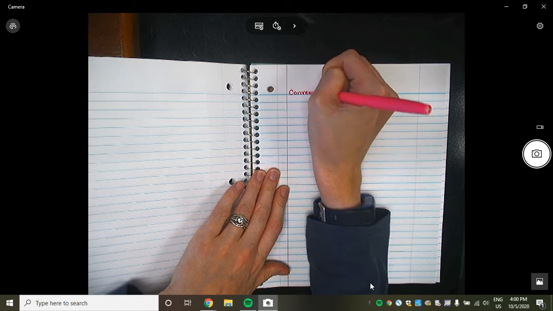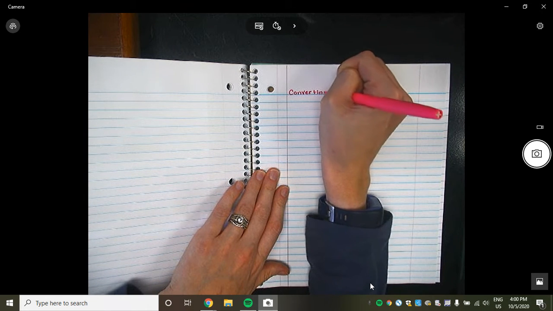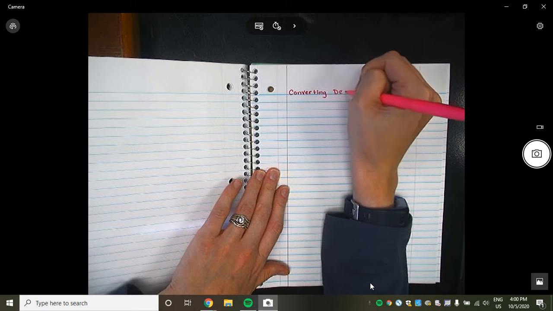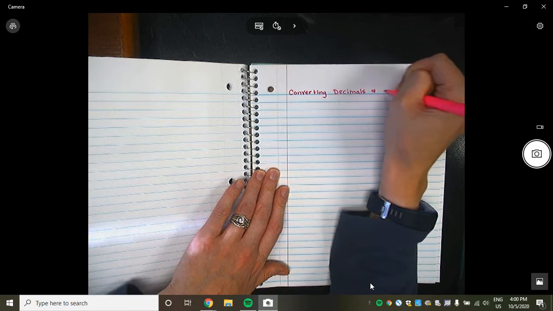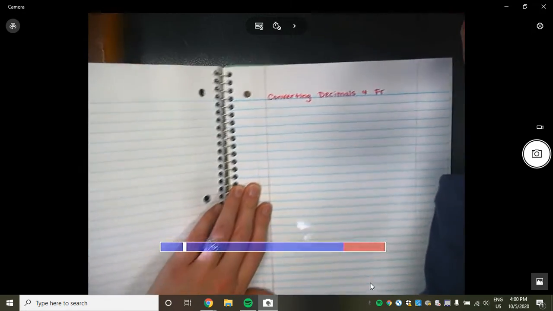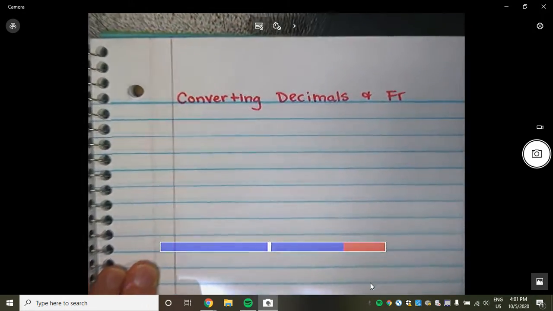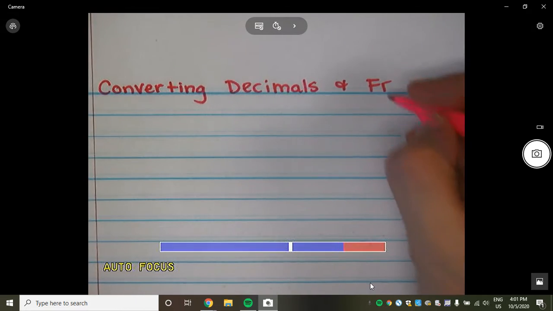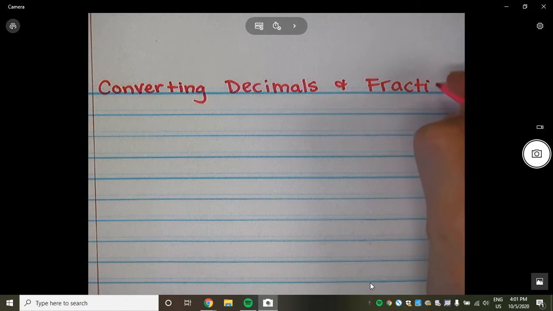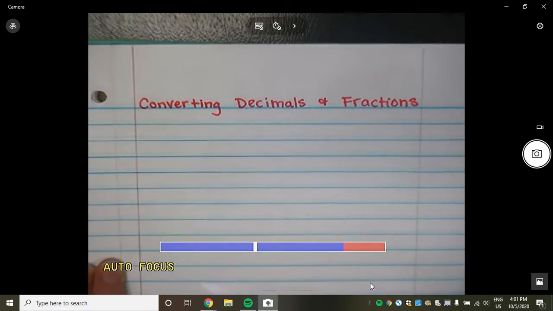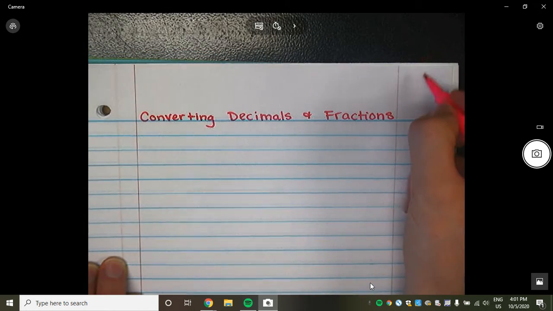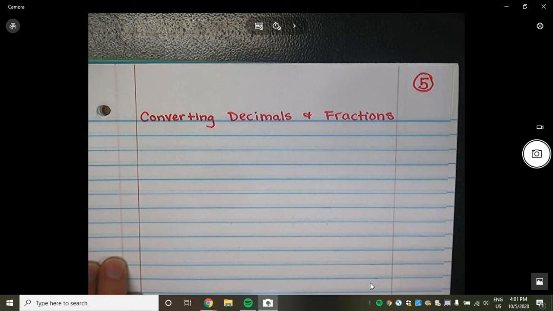Converting Decimals and Fractions. So that's our title. Again, that's on the right-hand side. And then we always number our pages, and we said this was page 5 up in the right-hand corner.